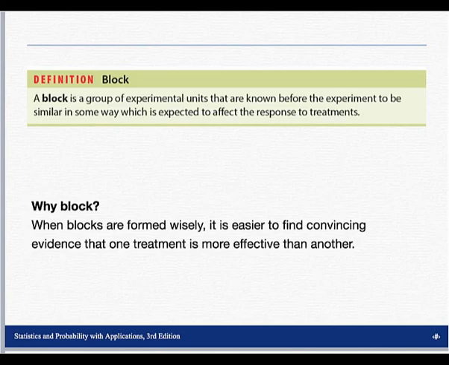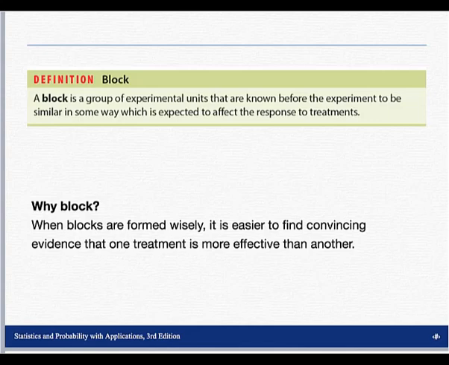Okay, sometimes when you do an experiment or you're designing one, it just makes more sense to do what we call blocking. A block is a group of experimental units that are known before the experiment to be similar in some way, which is expected to affect the response to treatments. For instance, if you know gender may affect the outcome, you may want to block by male and female. Or if you know there's some characteristic that you could break the subjects up by that would make a difference in the outcome, then that would be wise to block.